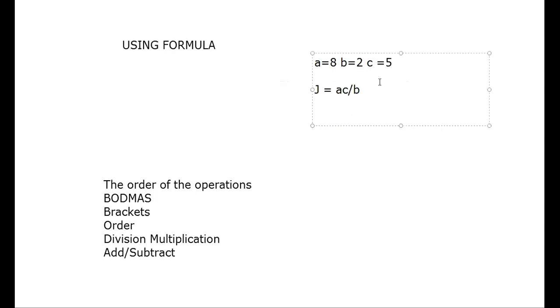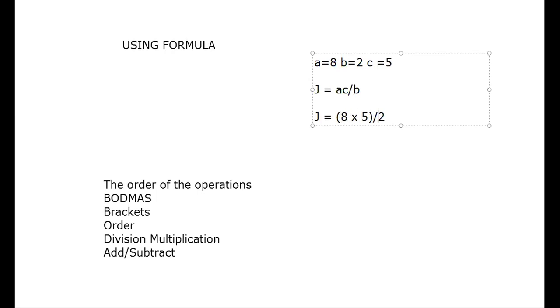Right, this one here, guys, is a wee bit different. What I've done here, so J equals AC divided by B. That symbol there means divide. Okay, so again, we replace everything. J equals A, which is 8, times C, which is 5, and then that's all going to be divided by B, which is 2. Okay, so really what you're doing is multiplying those two together, right?